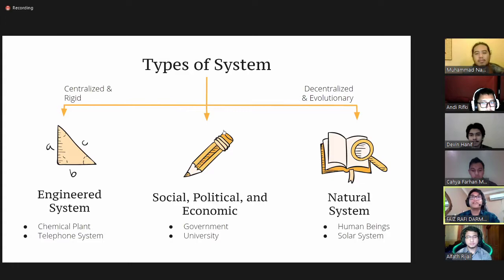So within the types of the system, there are actually three main parts. That is the engineered system, the socio-politic and economic system, and the natural system.